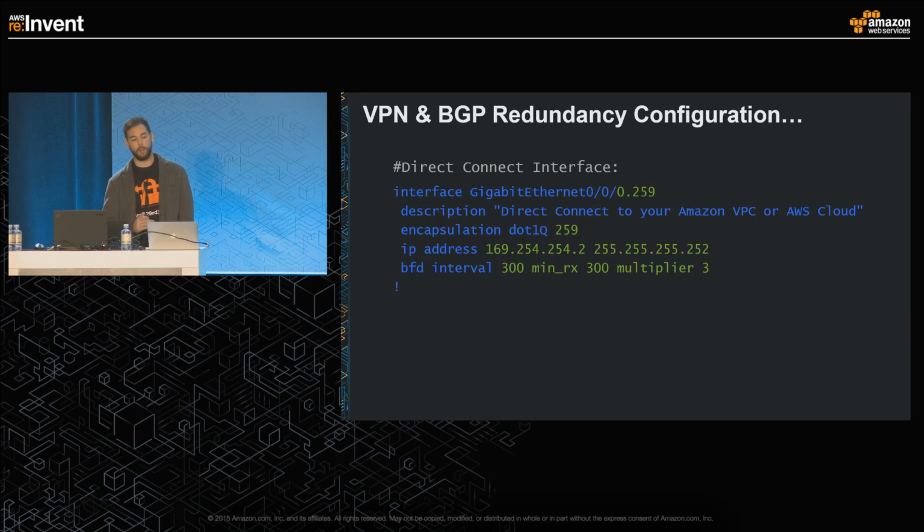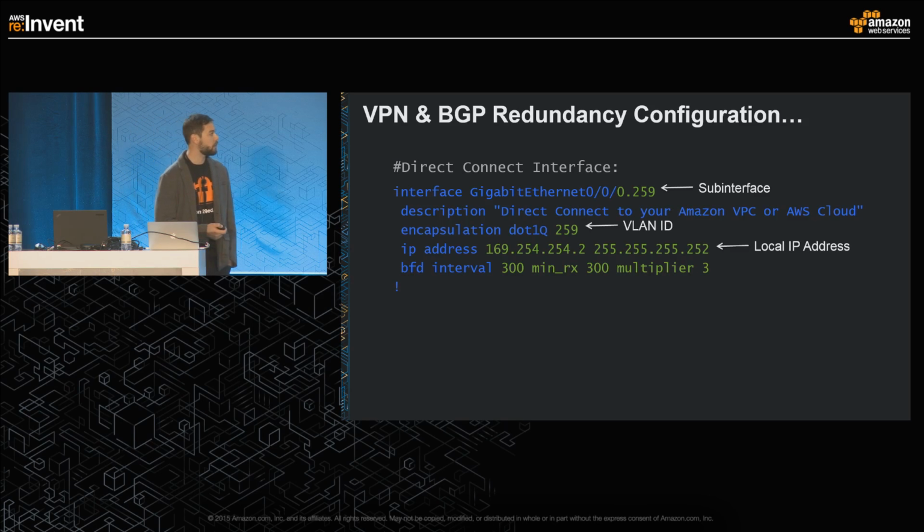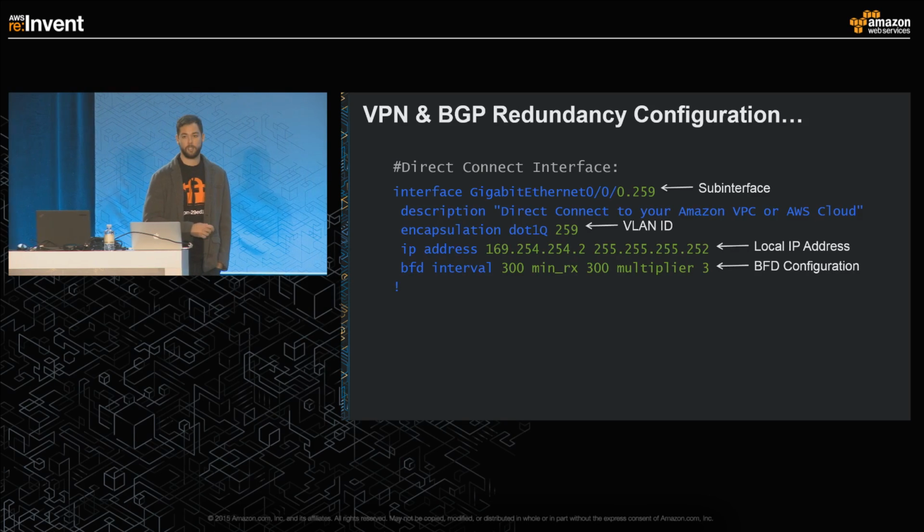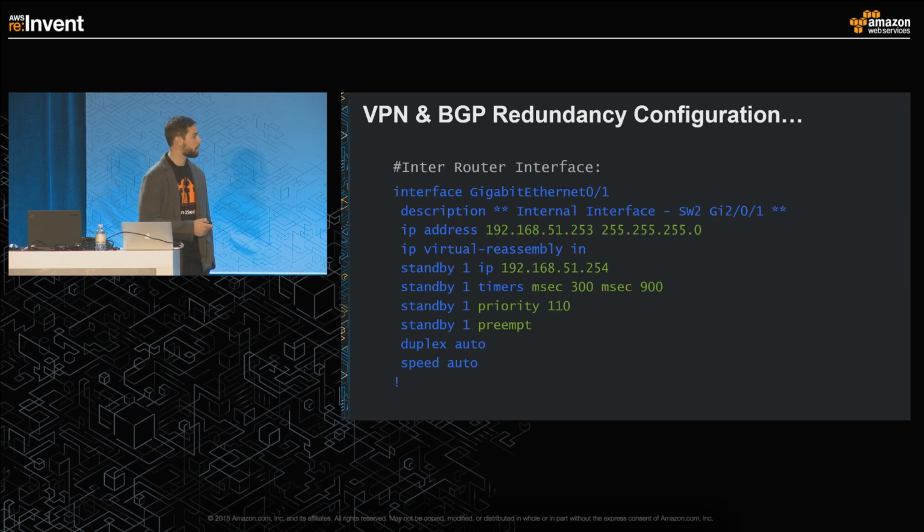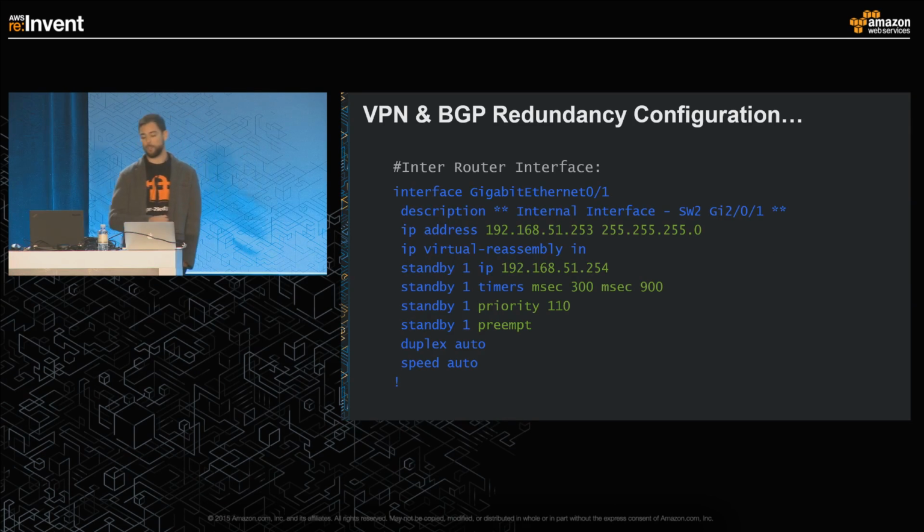You can get sub 1 second failover and also between other routers as well, and I'll show you guys how that works. But BFD is this guy here, the last line in this slide. Okay, so we've got our inter-router interface. In this case, I'm going to show you another diagram here in a second, where we've got 2 routers connected to each other with 2 direct connects, and this is our inter-router interface.